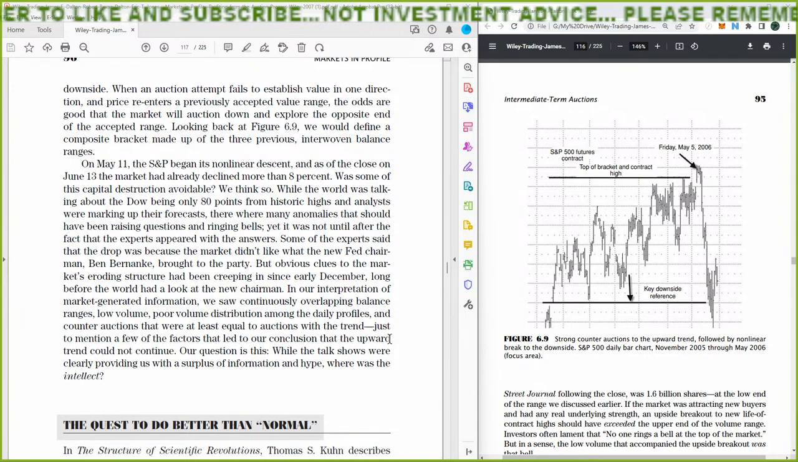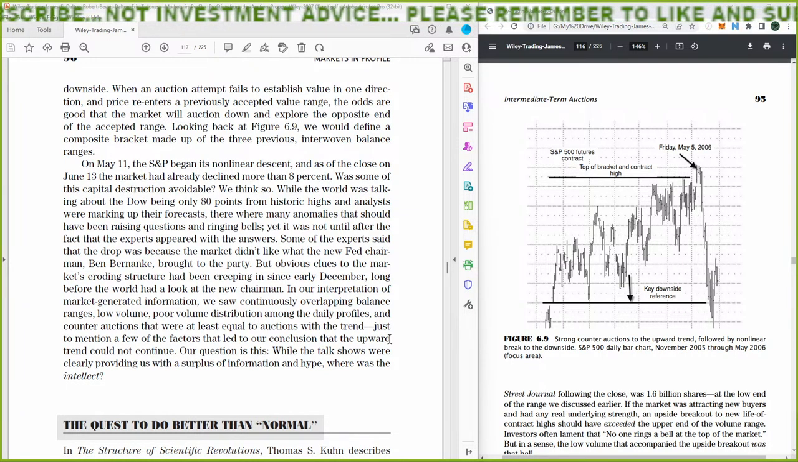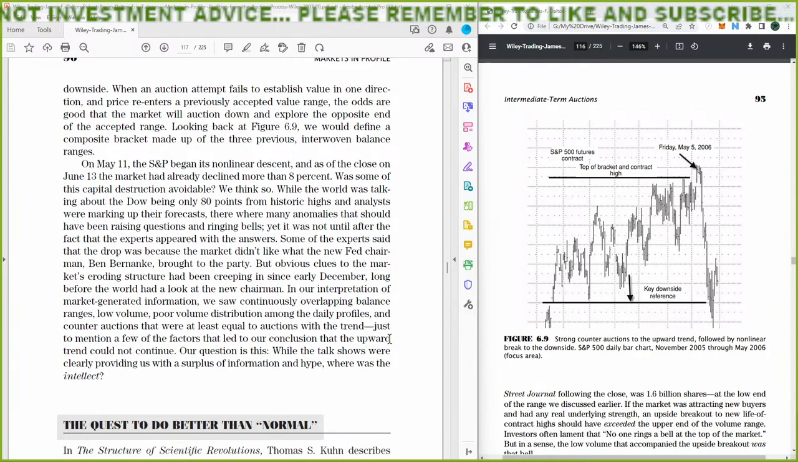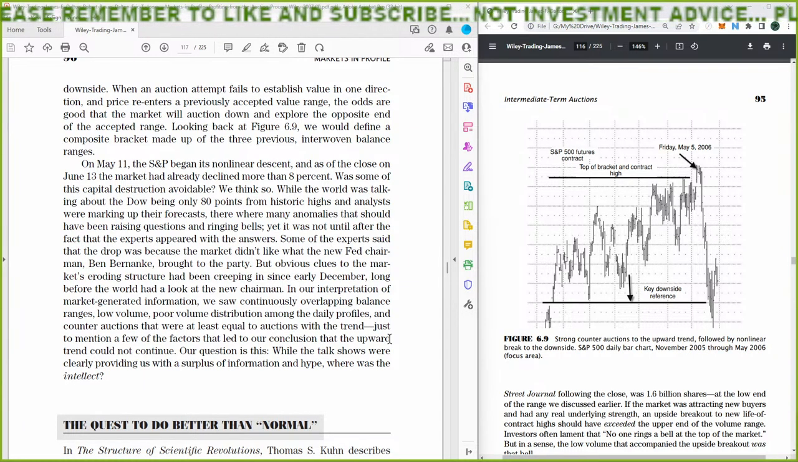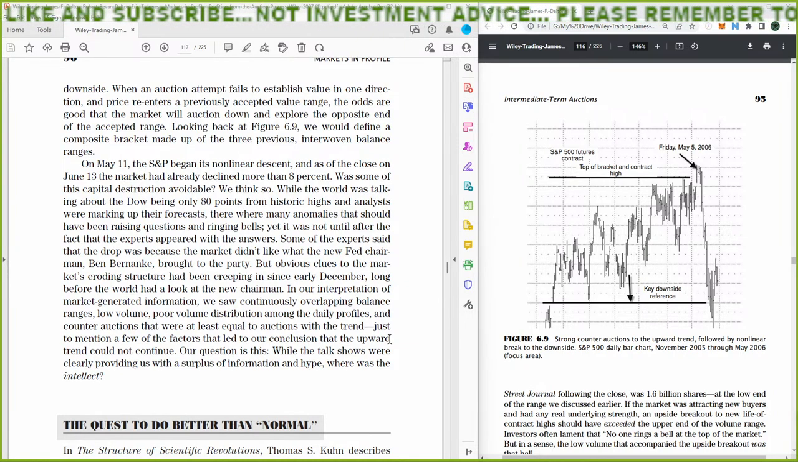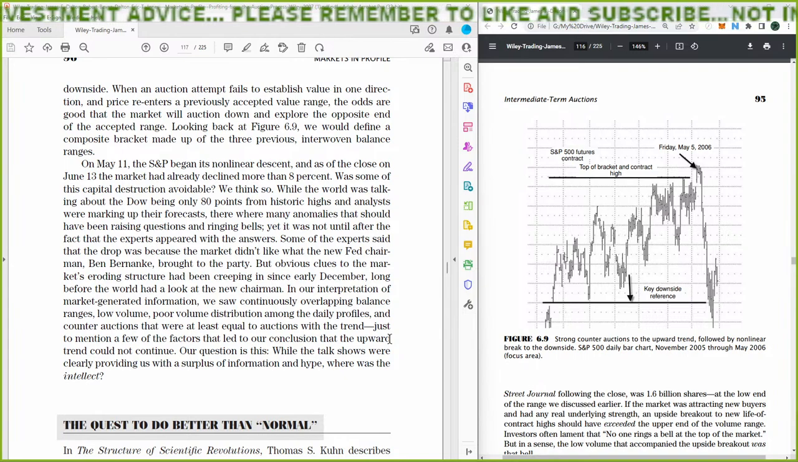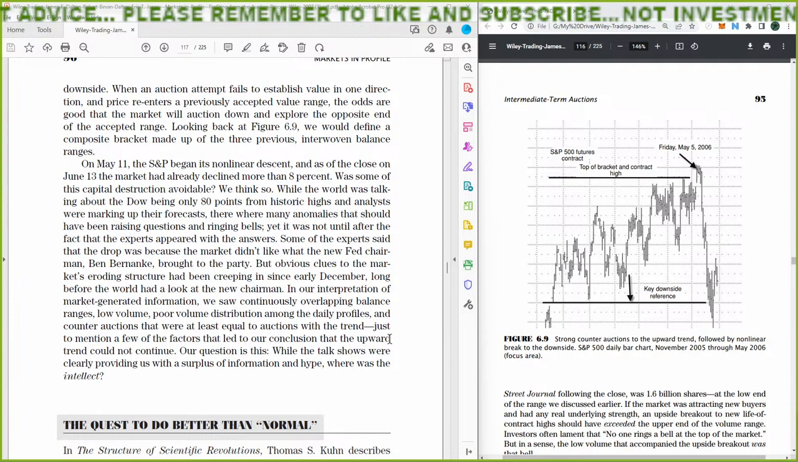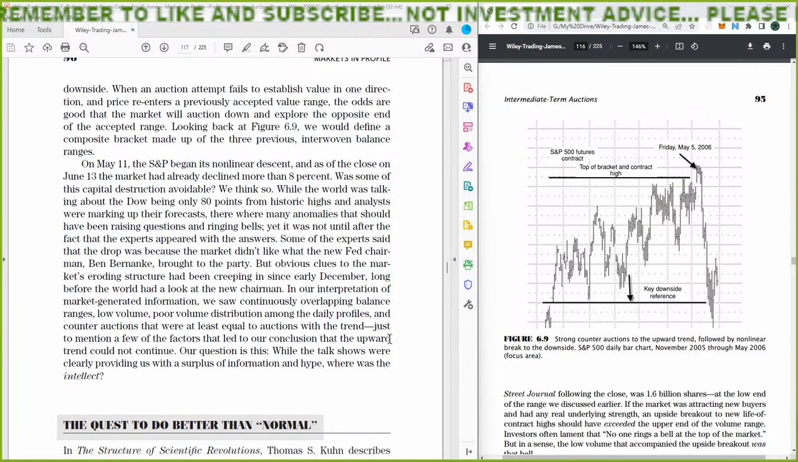Was some of this capital destruction avoidable? We think so. While the world was talking about the Dow being only 80 points from historic highs and analysts were marking up their forecasts, there were many anomalies that should have been raising questions and ringing bells. Yet it was not until after the fact that the experts appeared with answers. Some of the experts said that the drop was because the market didn't like what the new Fed chairman Ben Bernanke brought to the party. But obvious clues to the market's eroding structure had been creeping in since early December, long before the world had a look at the new chairman.